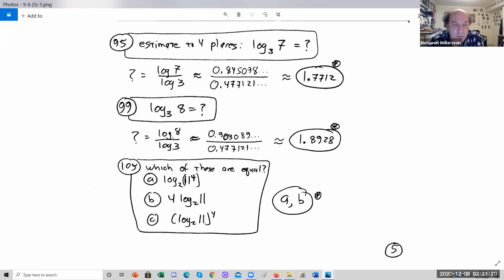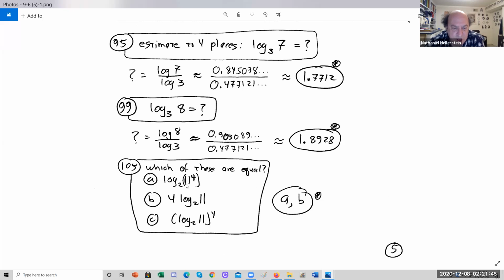Log base 3 of 8, similarly, is log 8 over log 3. So 0.903089 over 0.477121 approximately, and that to 4 places is 1.8928, about, plus or minus. But who knows what's afterwards, and this may be a plus or minus 1, and this might be a plus or minus 1. Which of these are equal?